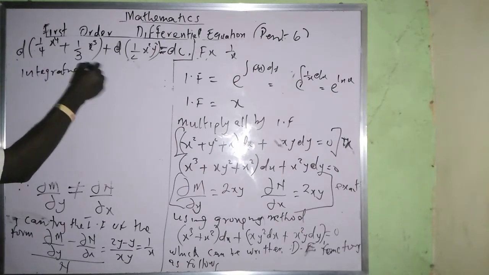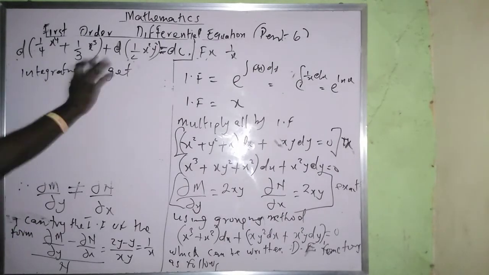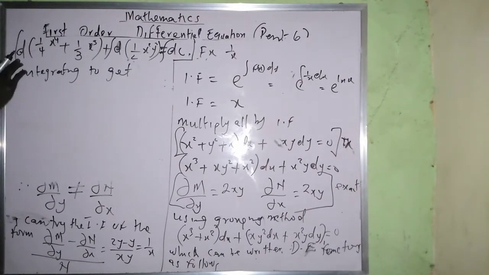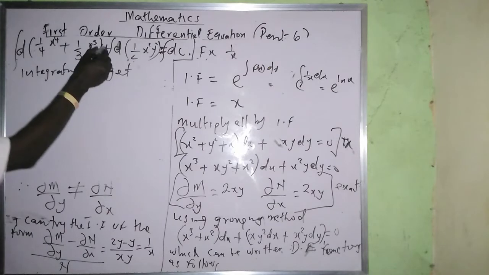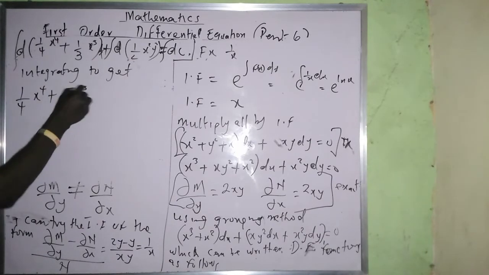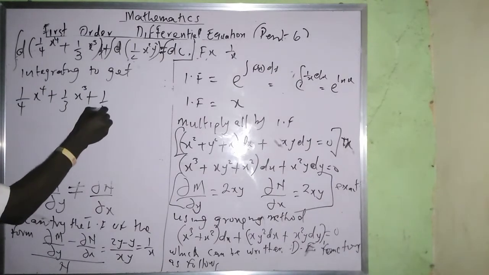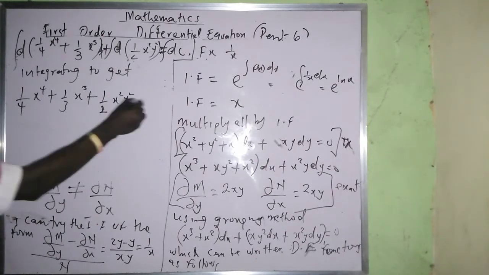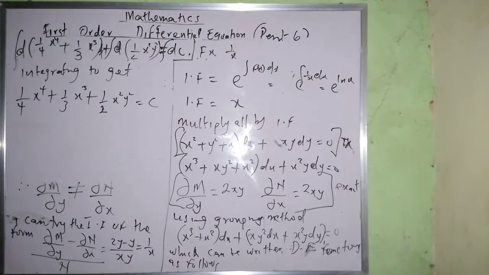If I integrate this particular problem, as when I introduce my integrating factor, with respect to d, the d will go out of the way. Since my d is going out, I'll now have 1 over 4 x to the power 4 plus 1 over 3 x to the power 3 plus 1 over 2 x squared y squared equals C. Now, that is my final answer.